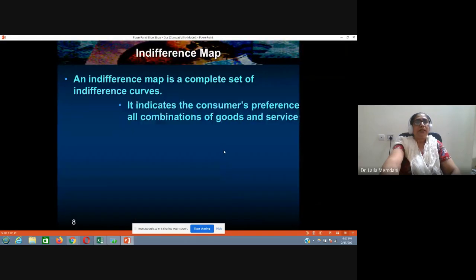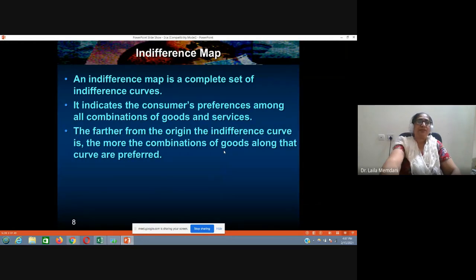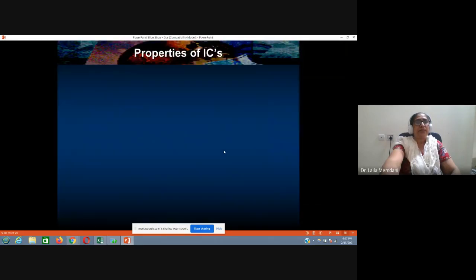Now, if we have a set of indifference curves, it becomes an indifference map. That is, we will have one indifference curve over the other, one over the other: I1, I2, I3, I4, and I5. This is nothing but an indifference map.